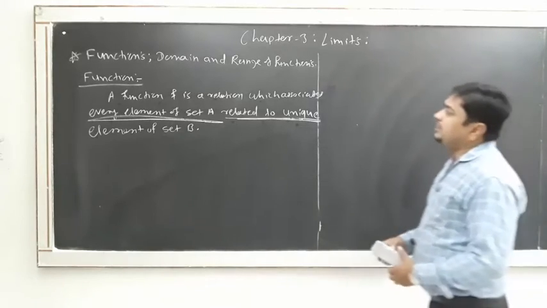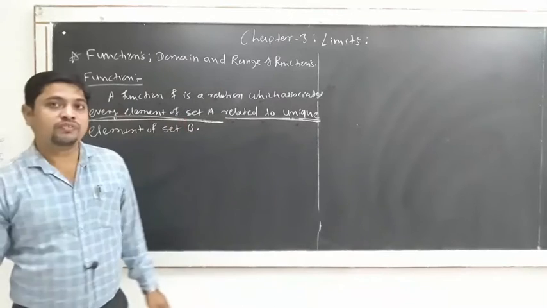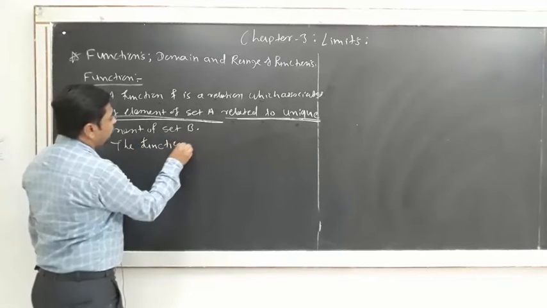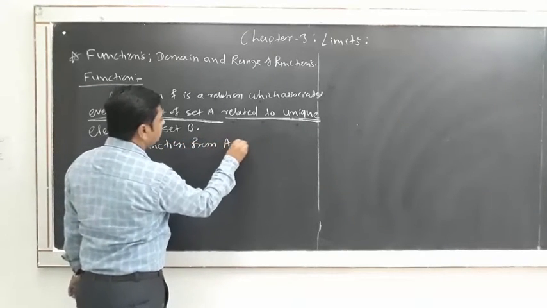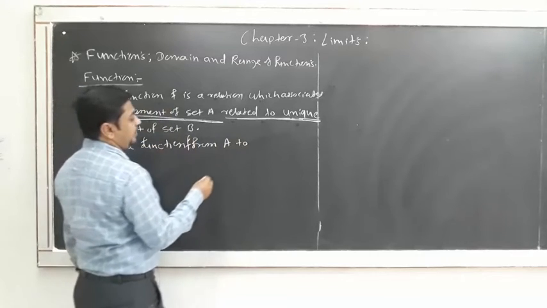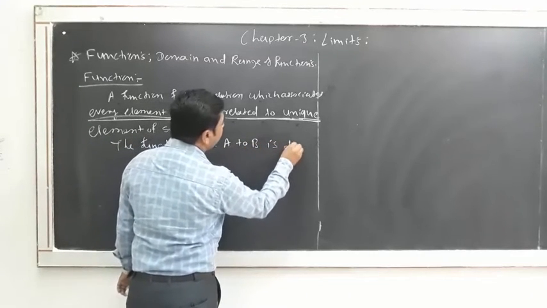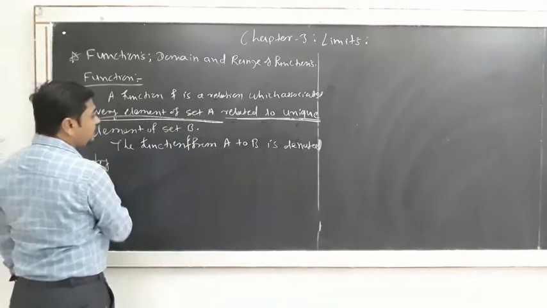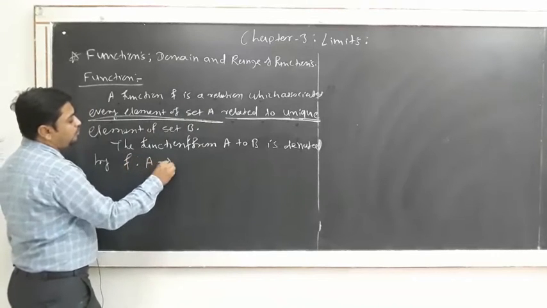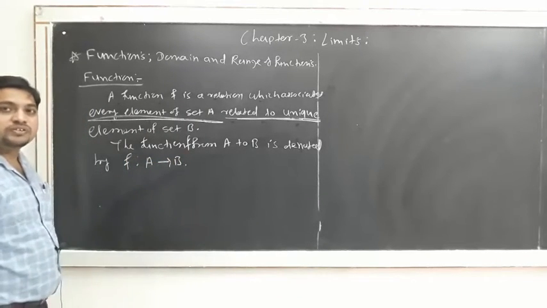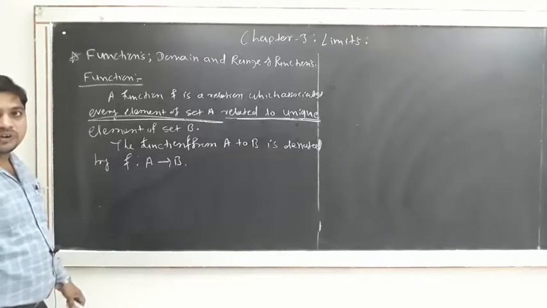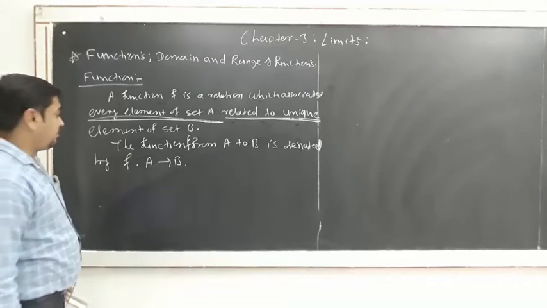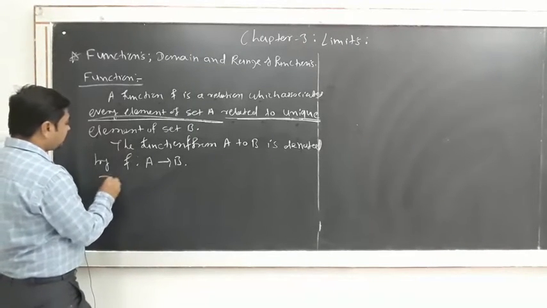Before this, we write the notation for defining the function. The function f from A to B is denoted by, how do we denote this? f is a function from A to B. Okay. Now we define a domain, codomain and range. Next definitions.